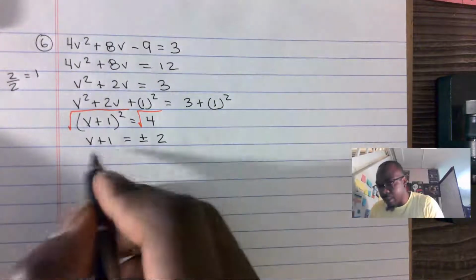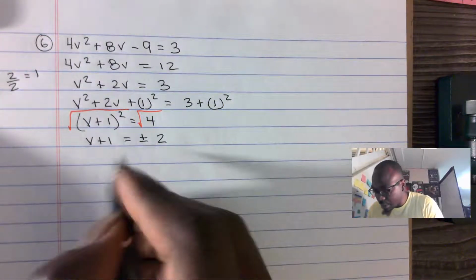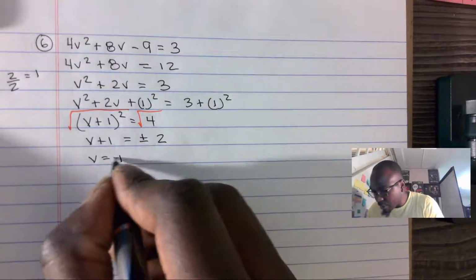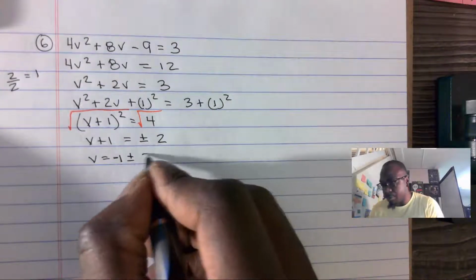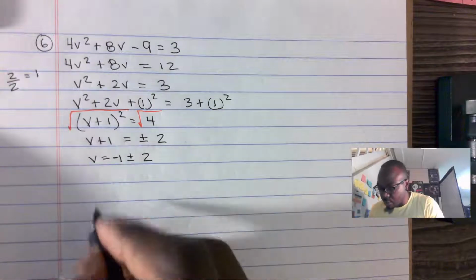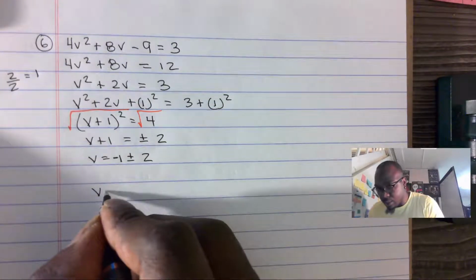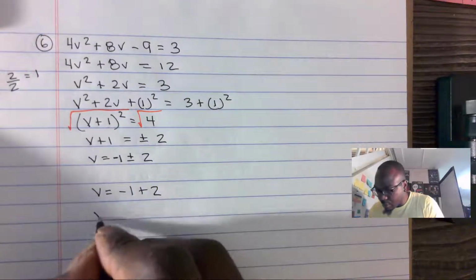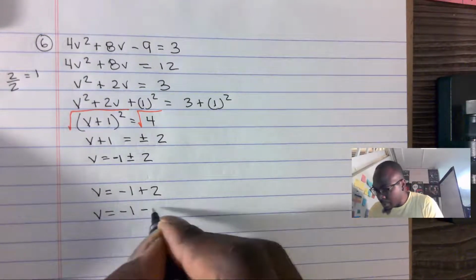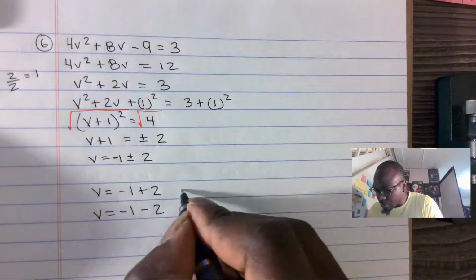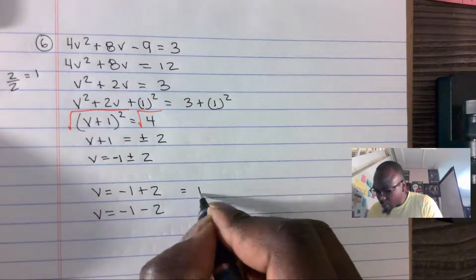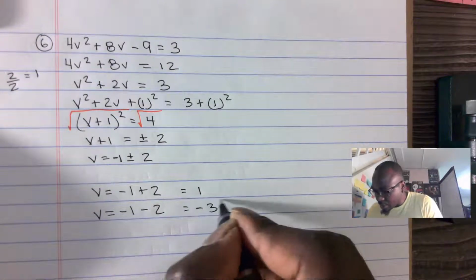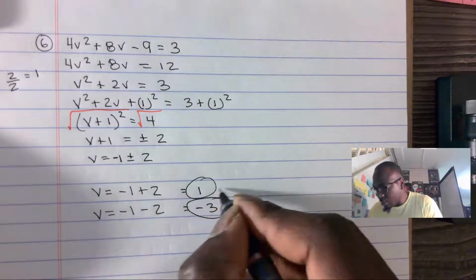I need to get v by itself, so what do I do? Subtract 1 from both sides. So v equals negative 1 plus or minus 2. From here we have 2 options. v equals negative 1 plus 2, or v equals negative 1 minus 2. Negative 1 plus 2 equals 1, or here we have v equals negative 3. So my answers are negative 3 or 1.